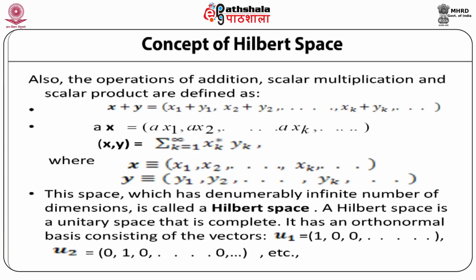Then we come on to scalar multiplication. Let us define a scalar a and a sequence of numbers, that is an infinite sequence x, such that ax is equal to the sequence a x1, comma, a x2, comma, and so on, a xk, comma, and so on till infinity.